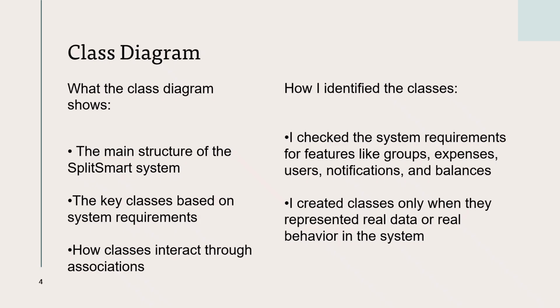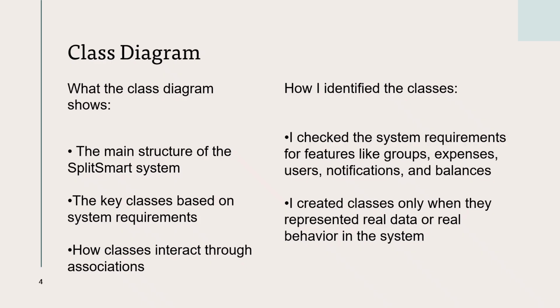To identify which classes belong in the class diagram, as I said in the previous presentation, I went through the requirements and highlighted the nouns that represent real pieces of the data and the system behaviors. For example, the requirement that users must be able to create groups meant that I needed a group class, which I created in my structure. The requirement that they must track expenses meant that I needed an expense class, which I also included. And because the app allows users to settle balances using payments, I needed a payment class as well.